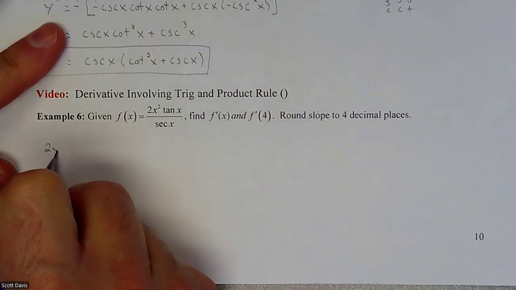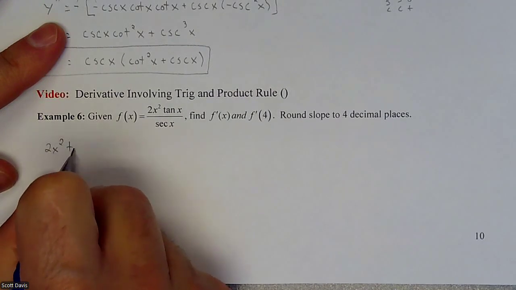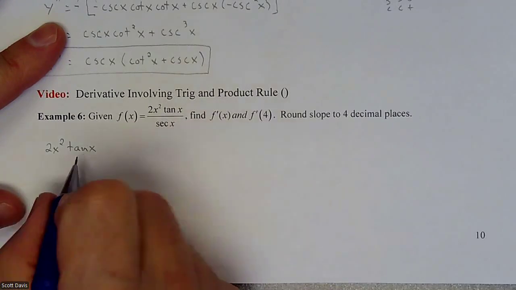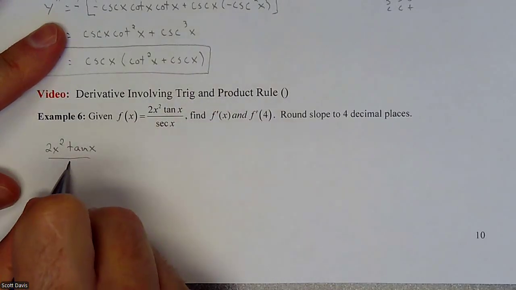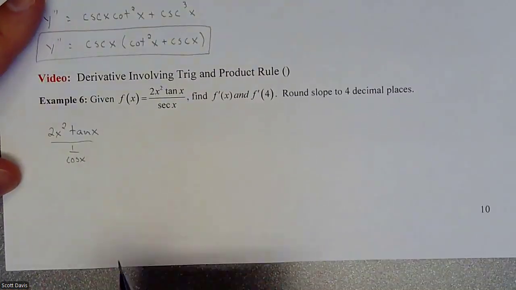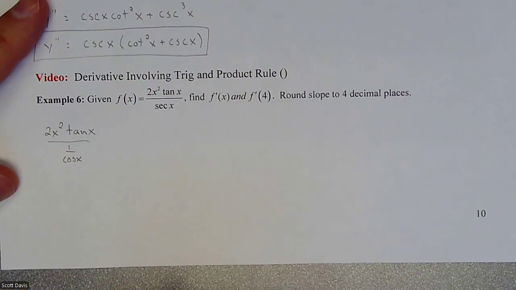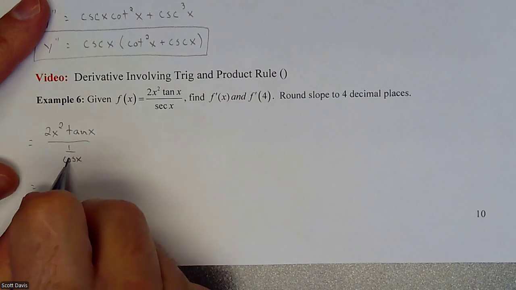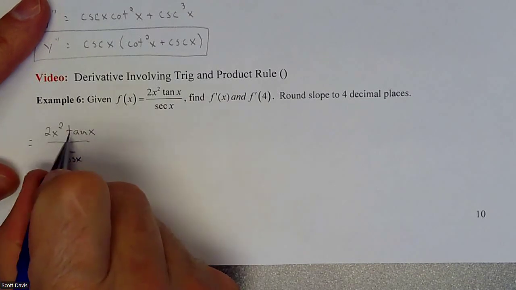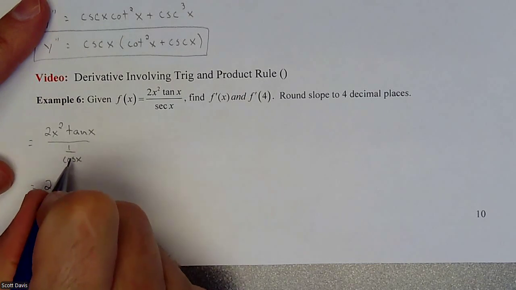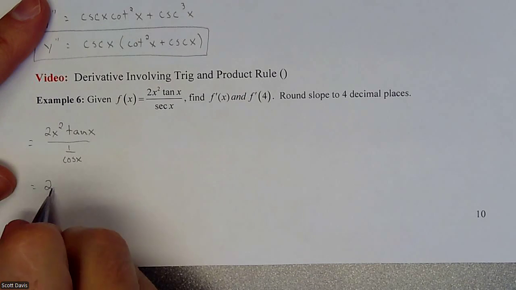So if we have a 2x squared tangent, it's this that I can rewrite. So I can rewrite secant as 1 over cosine. Now, that doesn't seem like that made it any better. It looks like it made it worse. However, instead of dividing that fraction, I can multiply by the reciprocal. So I can take that tangent, and since I went to a cosine sine kind of a world on that, let me do the same thing with the tangent.